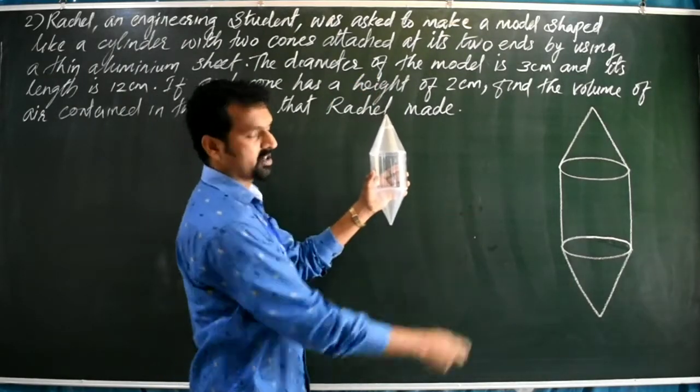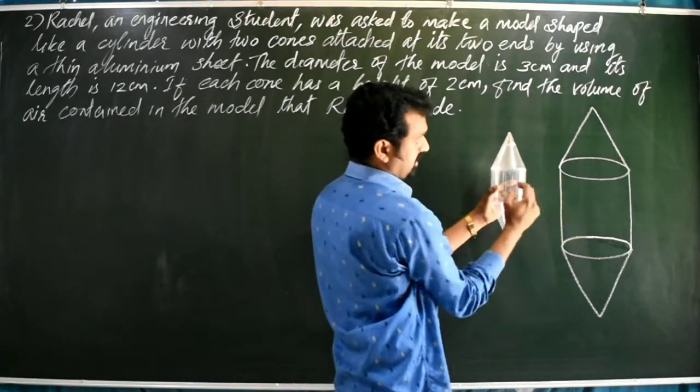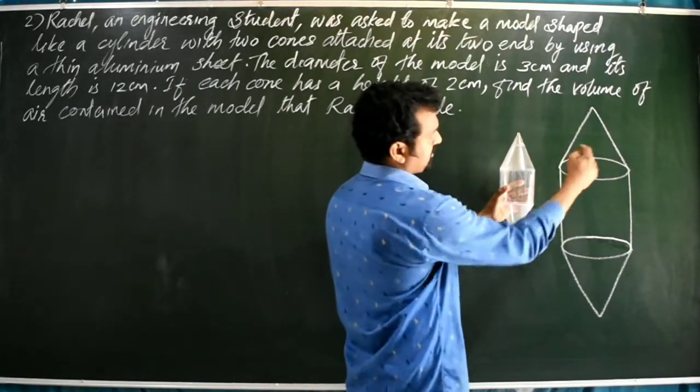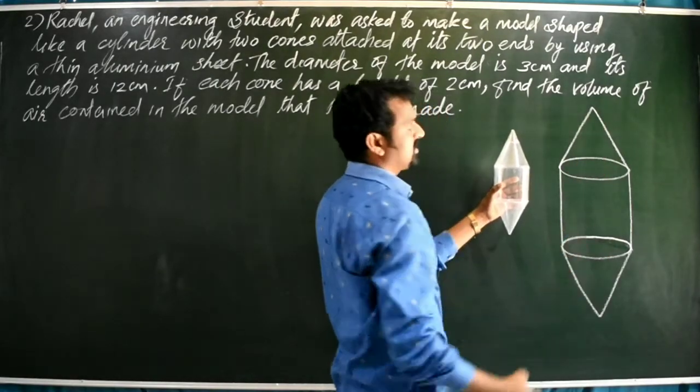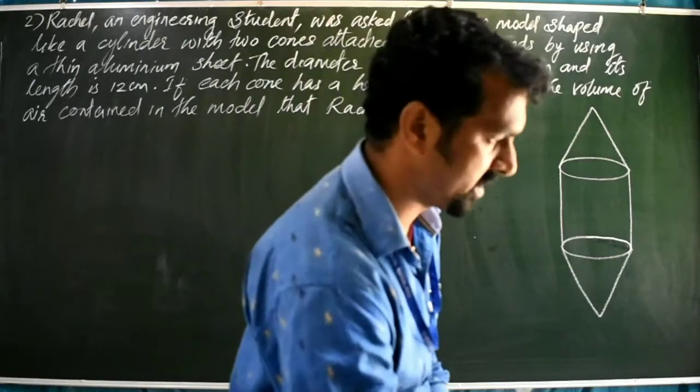Yes, I have drawn a figure there. See that? This one is the cone. This one is the cylinder, and upside there is a cone, and downside also it is a cone. Now, what do we want to find out? What are the values given in the question? Let's see.